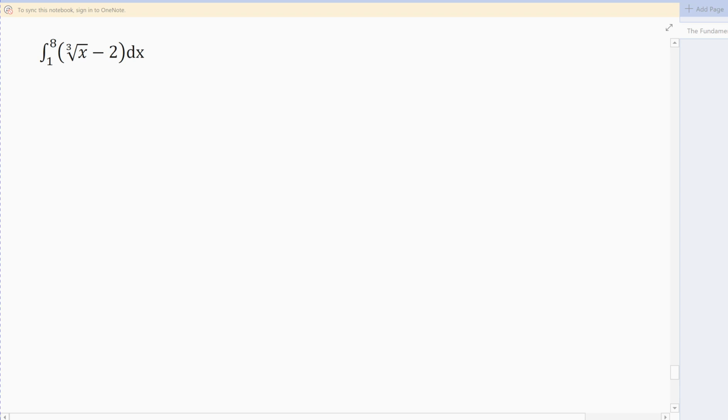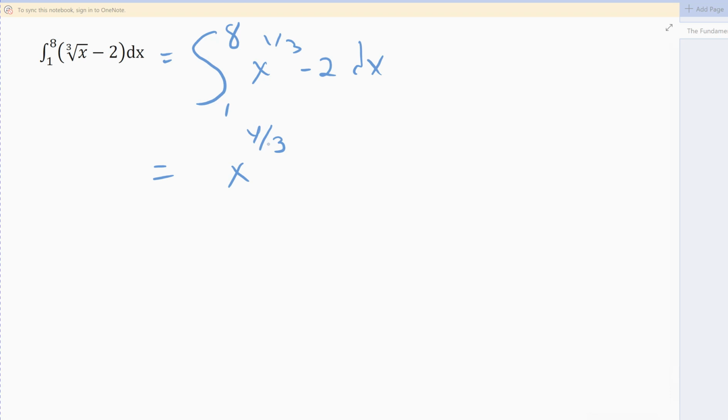Alright, so 1 to 8 of the cube root of x minus 2. First thing before I get started, I'm going to rewrite my cube root of x as x to the 1/3 minus 2. Then find my general antiderivative, which is x, add 1, right? We're adding 1, make sure you're careful. So I get 1/3 plus 1, it comes out 4/3. And then remember, instead of dividing by 4/3, because that's an improper fraction, we multiply by the reciprocal. So multiply by 3/4, minus 2x from 1 to 8.